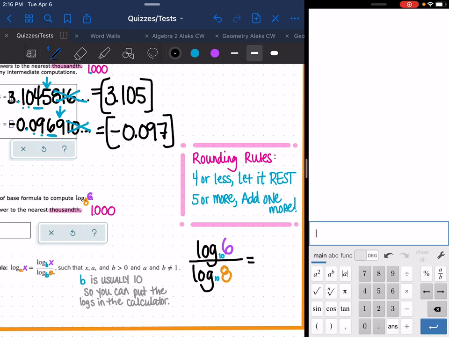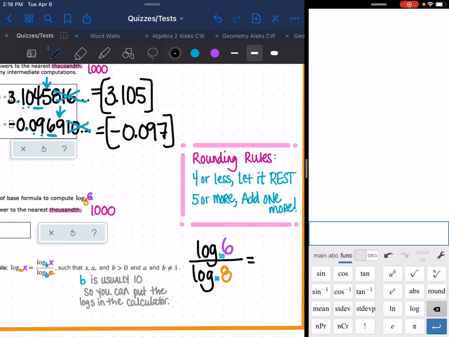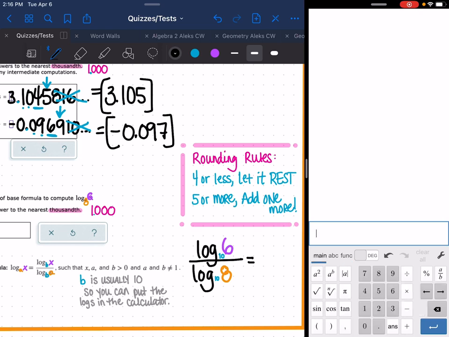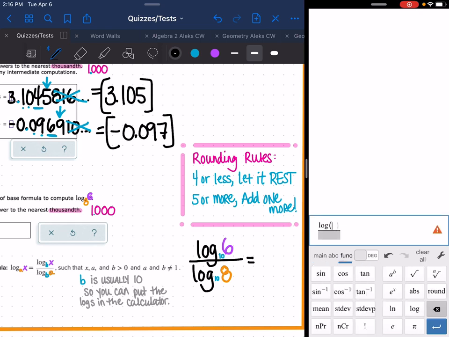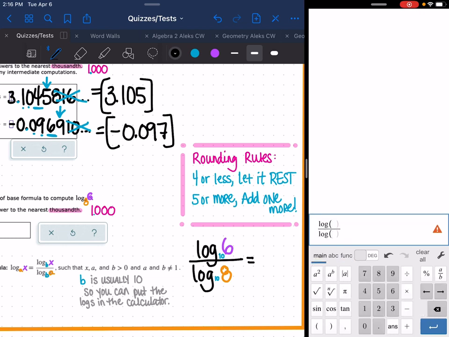So let me go ahead and find that function. I'm going to grab, oh no, wait a minute. Let's make the fraction first. Then let's go to the function. Let's put a log on top. Let's put a log on the bottom. Then let's go back to the main. Let's put 6 in the top and 8 in the bottom. And there we go. We have our answer.